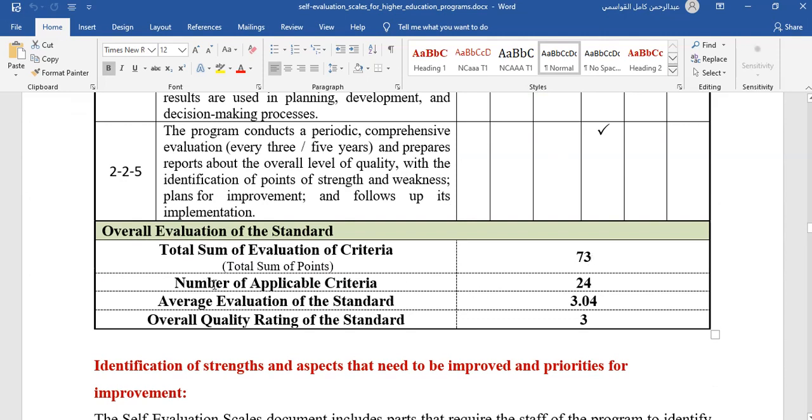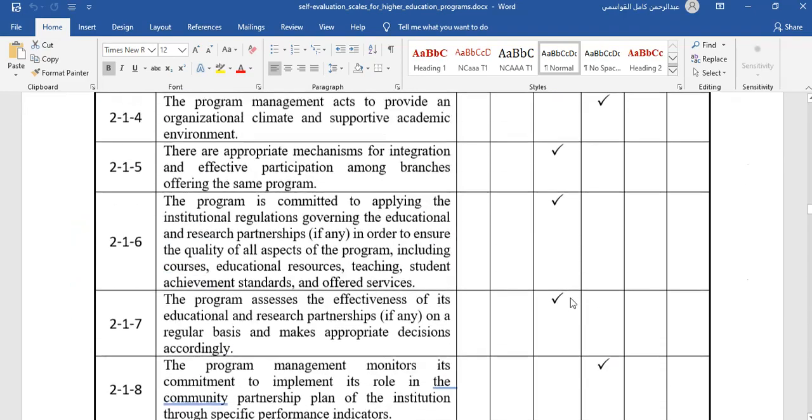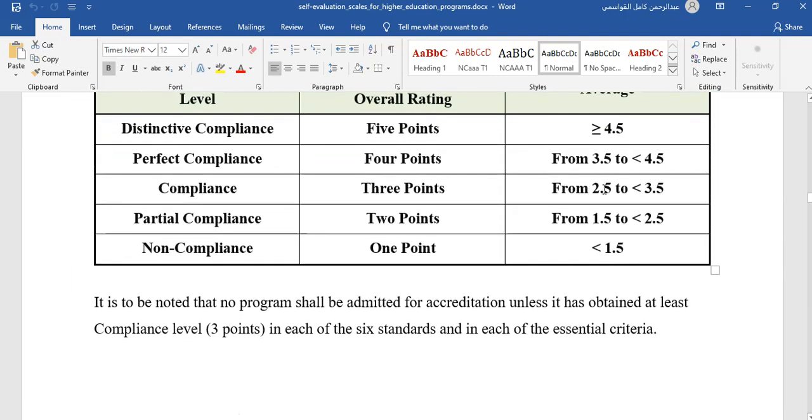How many applicable criteria? 24. Divide 73 by 24. You will get 3.04, which means if you go to the standard here, 3.04 is between 2.5 and 3.5, which means you have 3 points. So the level is compliance.